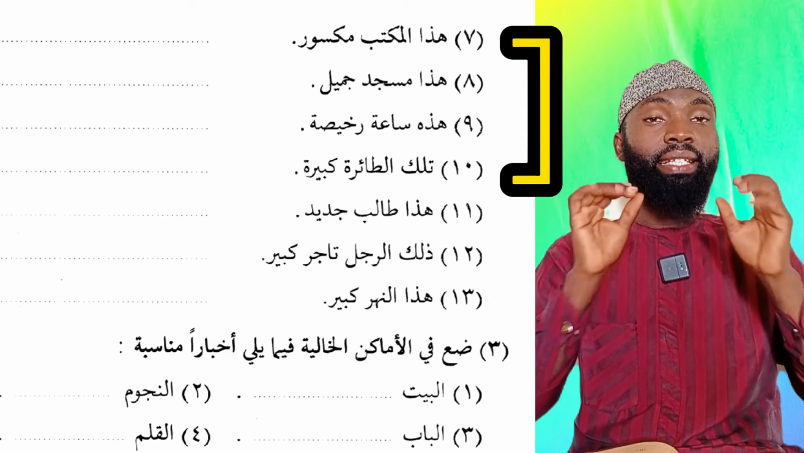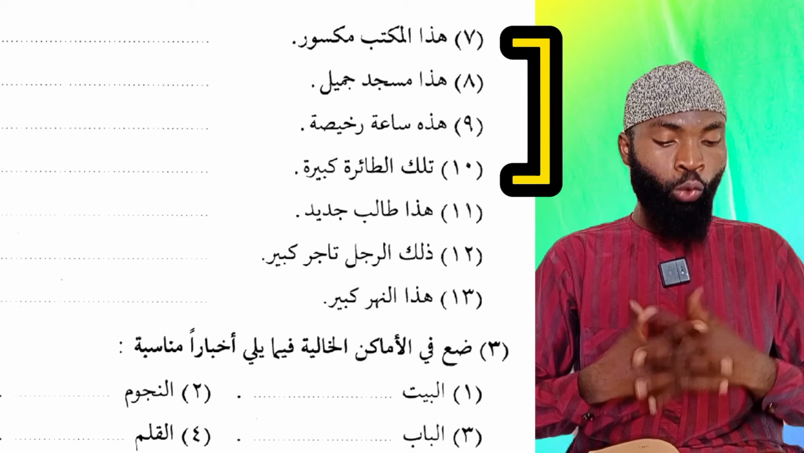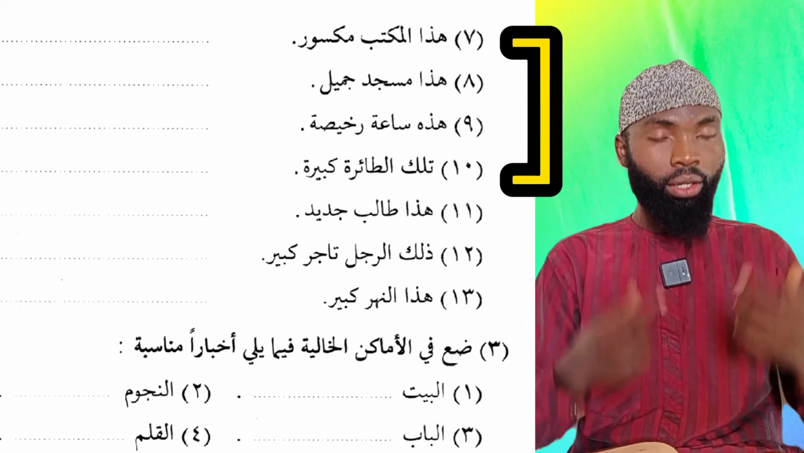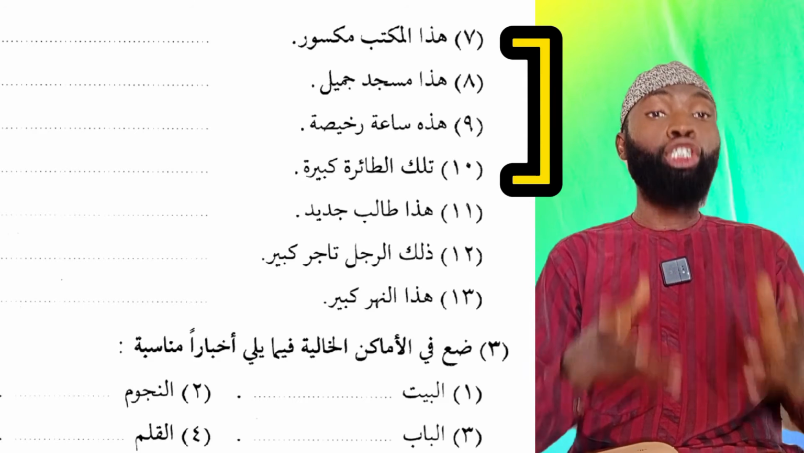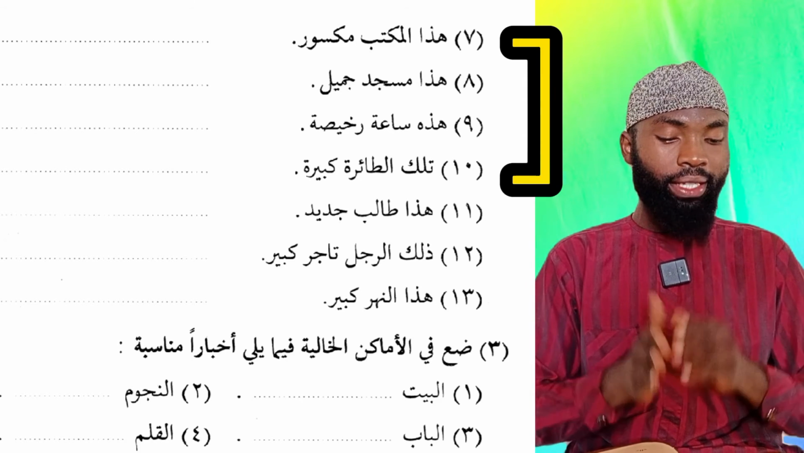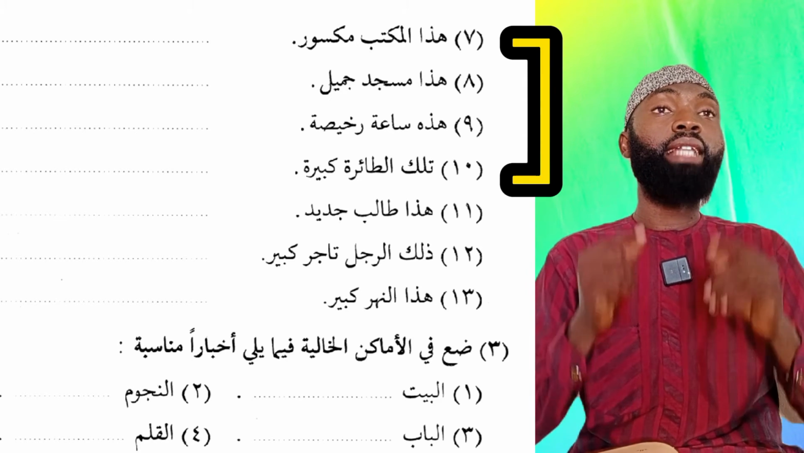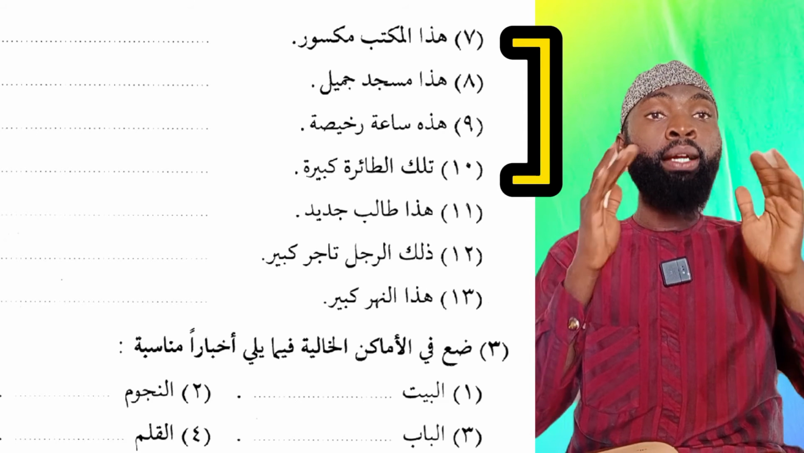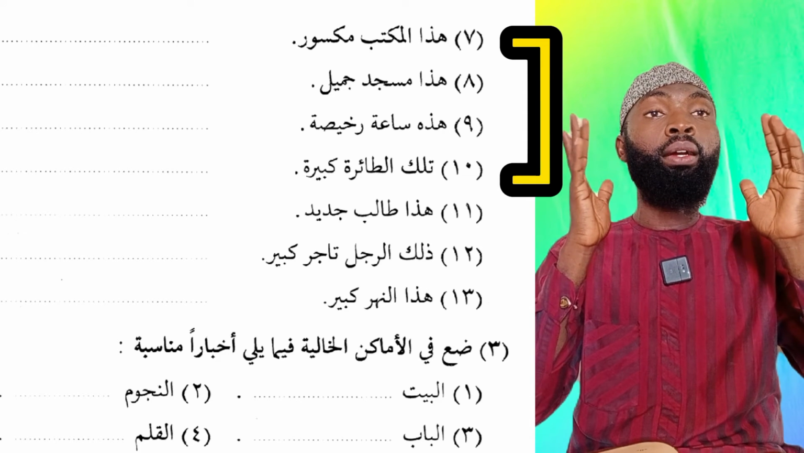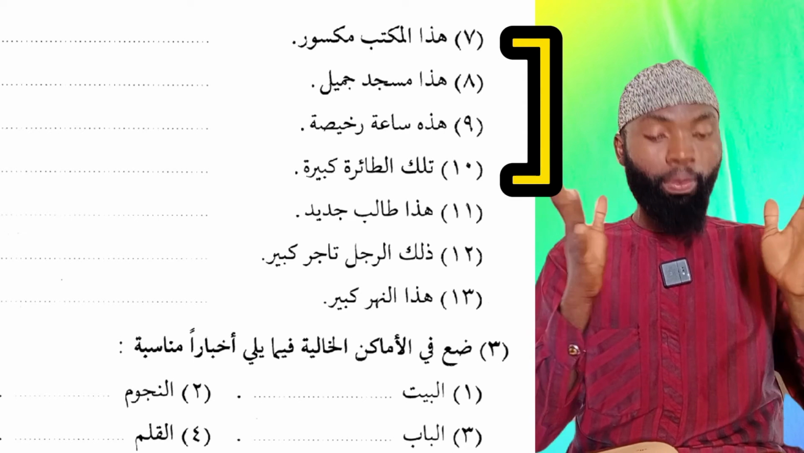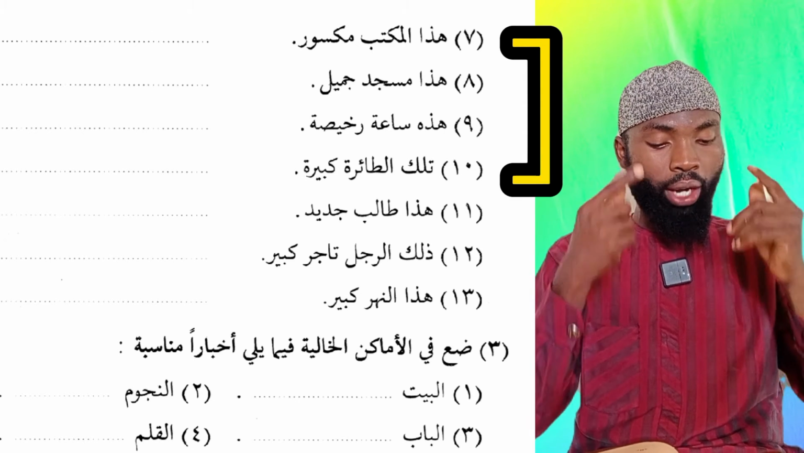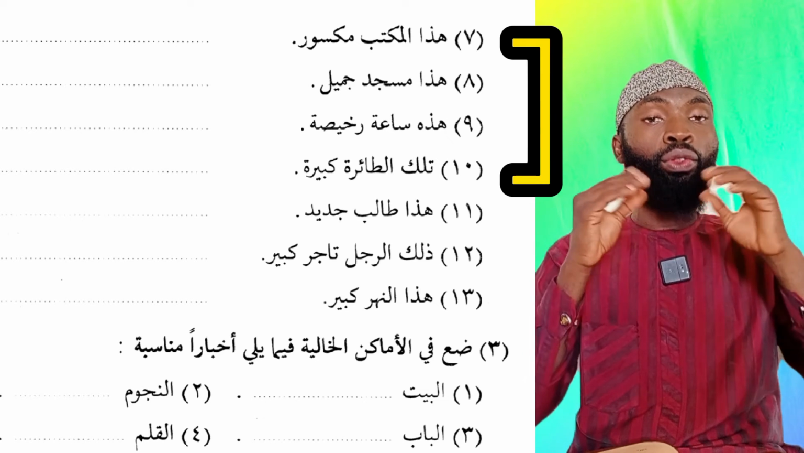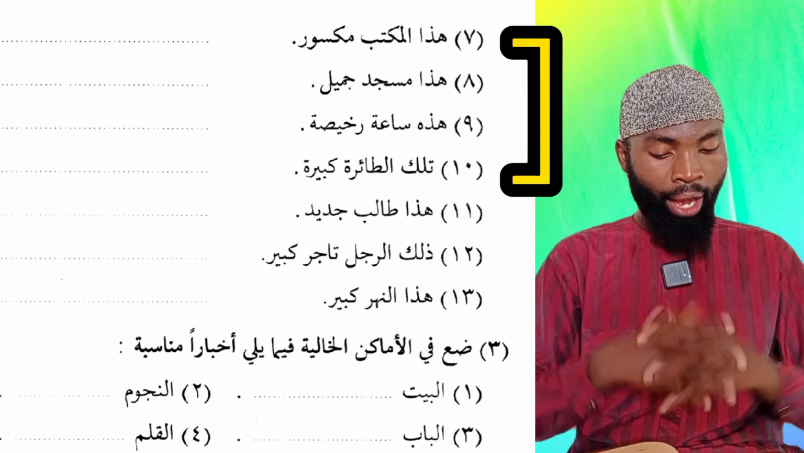Number 9, we have Hadhihi Sa'atun Rakhisatun. This is a cheap watch. We say Hadhihi Sa'atu Rakhisatun. These are cheap watches. Number 10, we have Tilka Ta'iratu Kabiratun. That is a big aeroplane. You say Tilka Ta'iratu Kabiratun. Those are big aeroplanes.